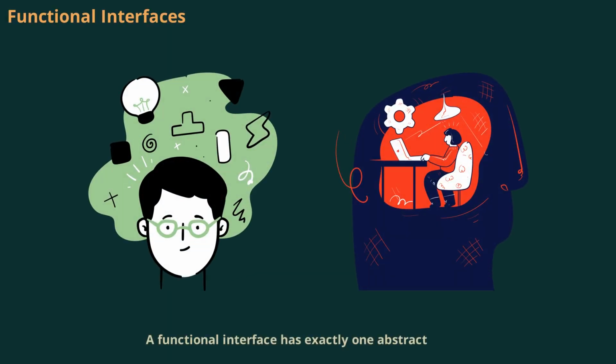A functional interface has exactly one abstract method and can be annotated with @FunctionalInterface. Examples include Runnable and Comparator. Functional interfaces are the foundation for lambda expressions and method references in Java.